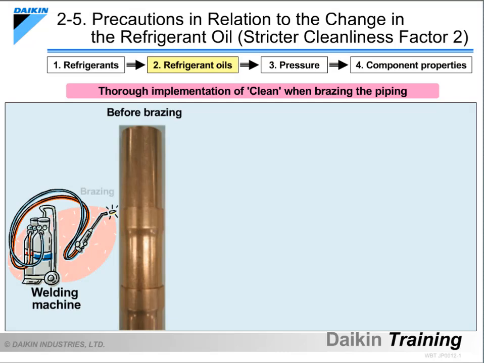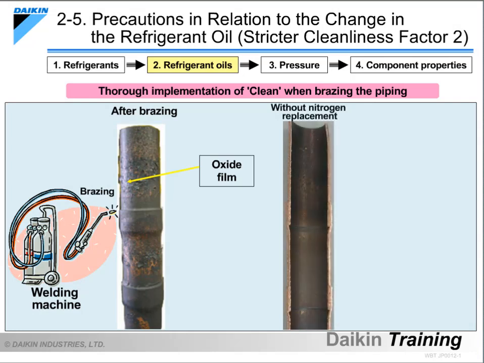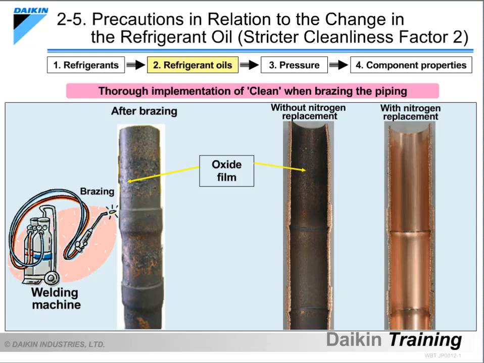Brazing with a welding machine results in formation of an oxide film on the surface. If piping without nitrogen use during brazing is cut, you will see an oxide film also form on the inner surface. Meanwhile, if nitrogen is used during brazing, no film appears, and the inside of the piping stays clean.